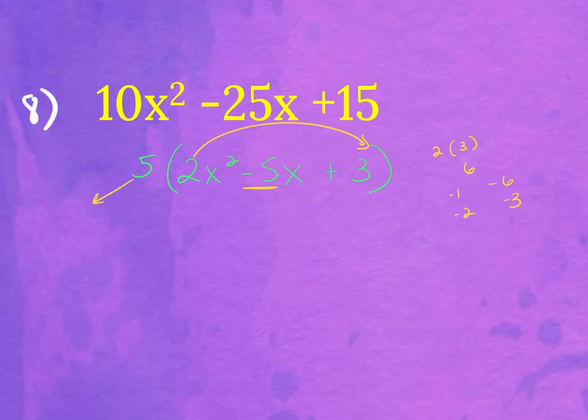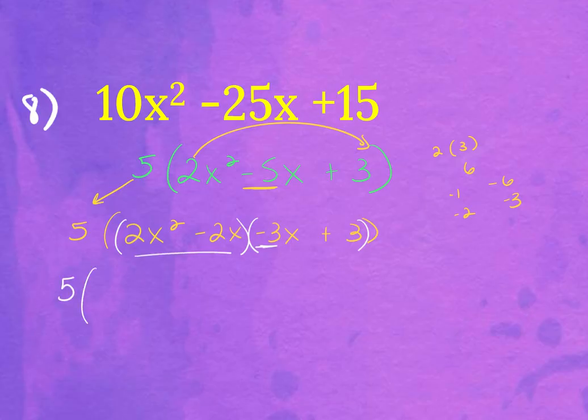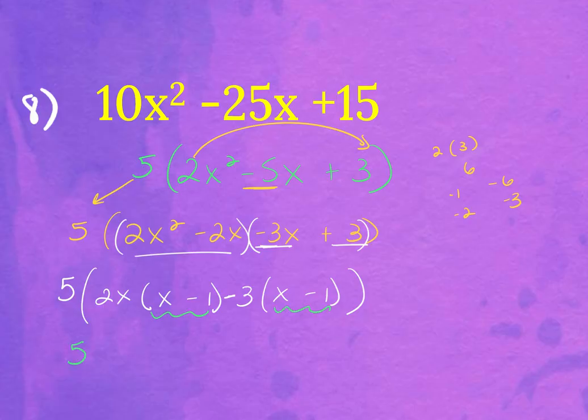So the 5's still on the front, but now I'm going to replace the middle term here with a negative 2x and a negative 3x. And then factor by grouping. Make sure that negative 6 goes with the 3. So the 5's still on the front. From this first parentheses, I can take out a 2x, and I get x minus 1. Second set of parentheses, I need to change these signs, so I'm going to take out a negative 3, x minus 1. The x minus 1 is repeated, so the 5's still on the front. Then comes the x minus 1, and then I group together what's left, which is 2x minus 3.